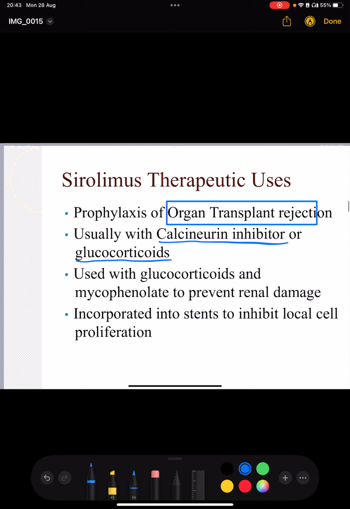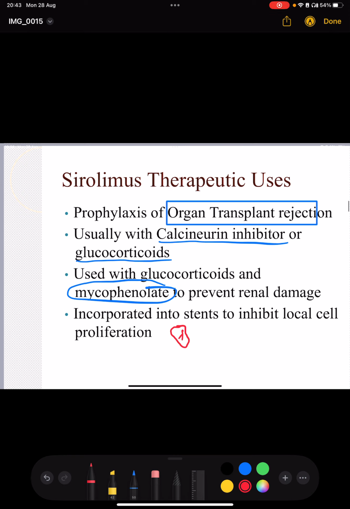Now, they are also used with glucocorticoids and mycophenolate to prevent renal damage. Mycophenolate, we'll be talking about it later. To prevent renal damage, we use this combination, and it is also incorporated into stents to inhibit local cell proliferation. Like if you put a cardiac stent into a person's heart, there's a very artistic drawing of a human heart. Now, there's a vein over here, and if it is occluded, we put a stent in it.